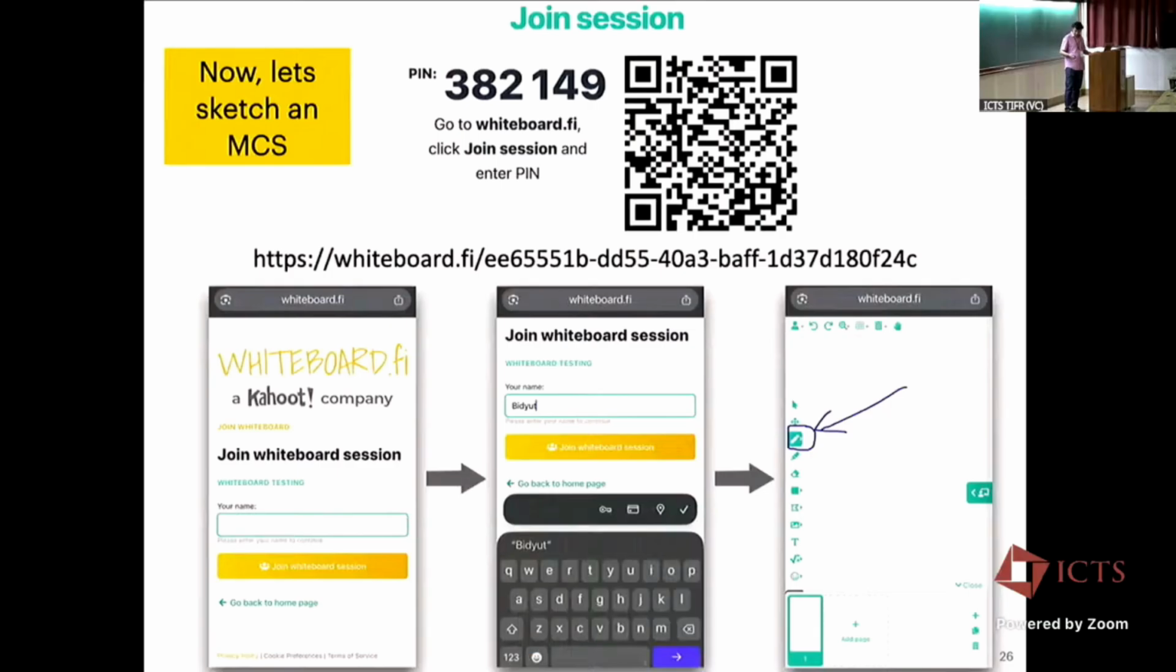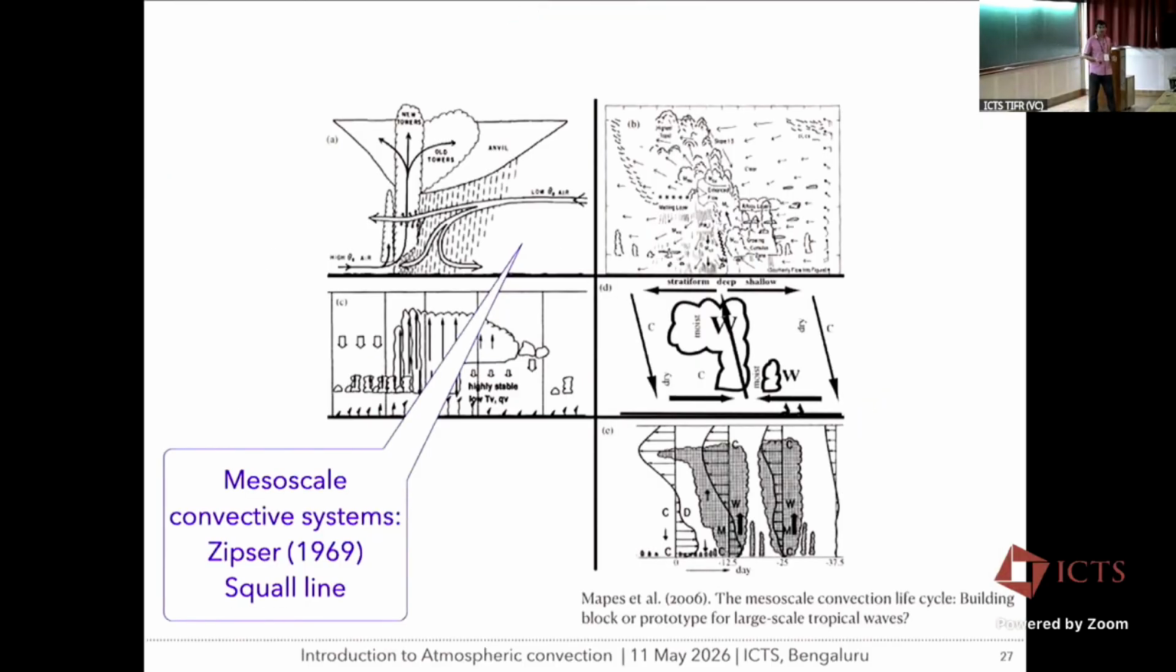So it's not just us, people before us did the same. I think these schematics are not very different from what we have drawn. Many of them in spirit. We are not great artists, but in spirit, the sketches we did were similar to these ones. So I have taken this from Brian Mapes' paper, who looked at the mesoscale convection life cycle building blocks at different scales.